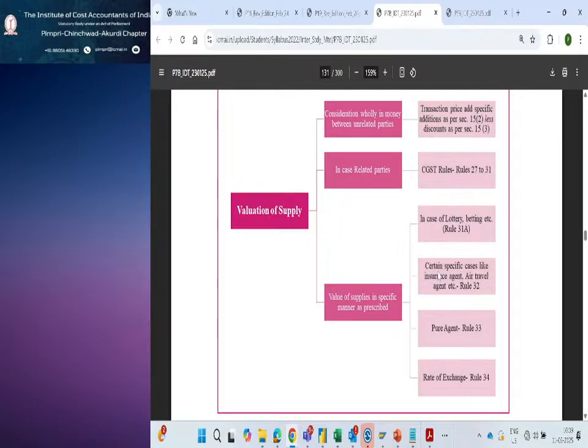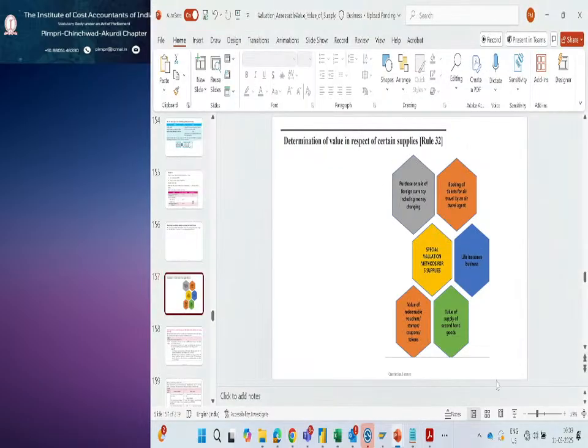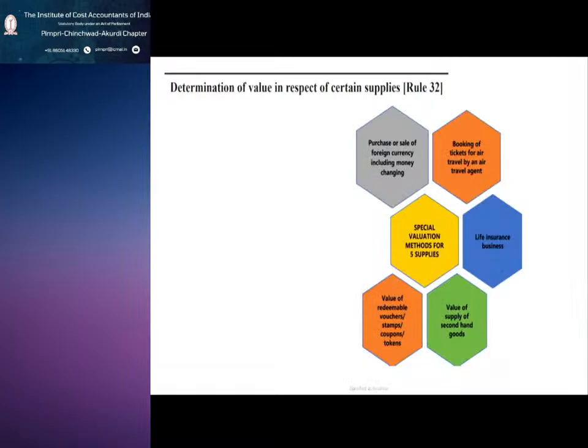This is a very interesting one. We will have a look, then we will complete rules 28 and 29. We will first see, in case of lottery and betting, how we have to calculate the transaction value of supply. So we are into this first one, purchase, or sorry, not this.